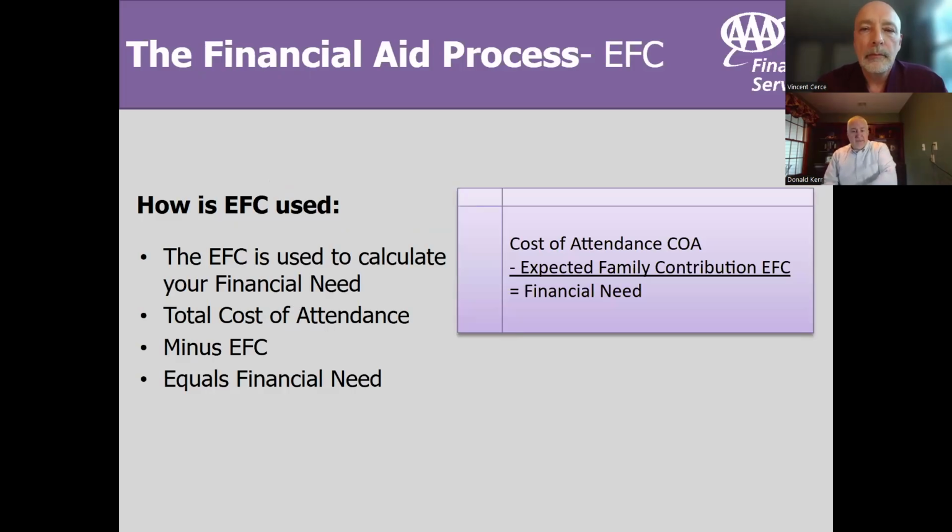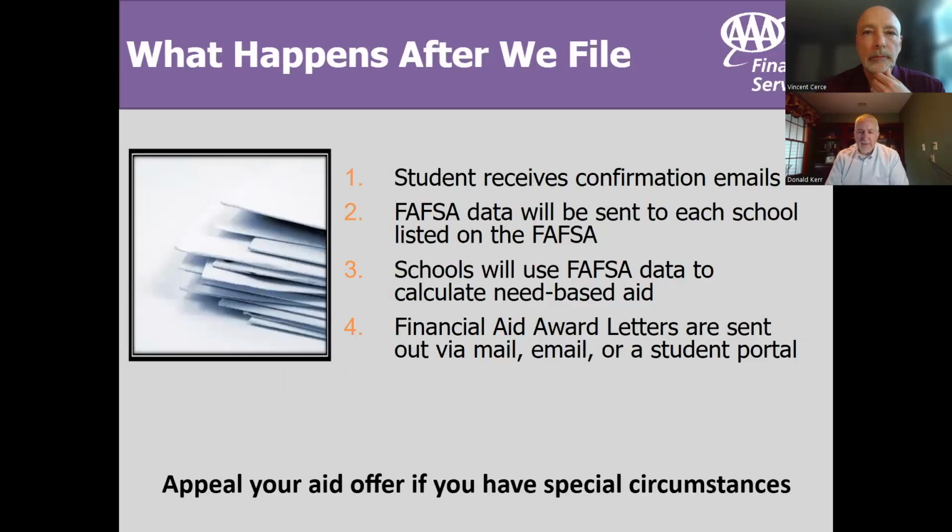So this is again just another picture of the formula, how it's used pretty simply. Cost of attendance minus your ESC or student aid index determines your financial needs. So we can go right forward to the next slide.